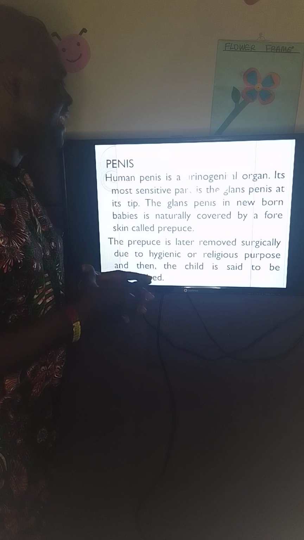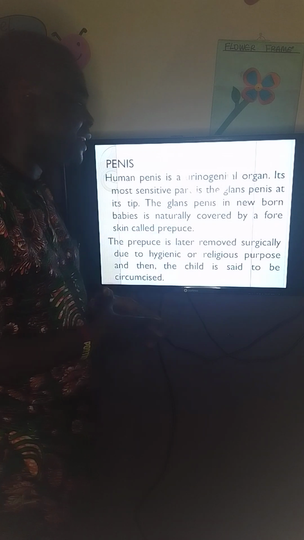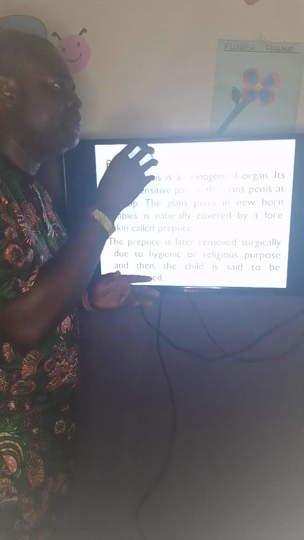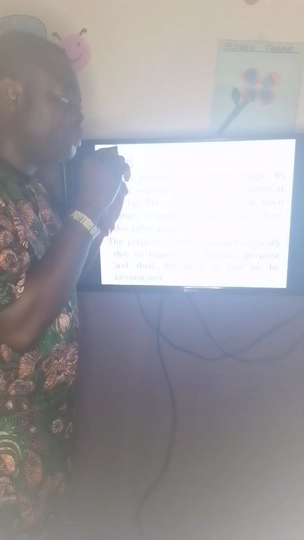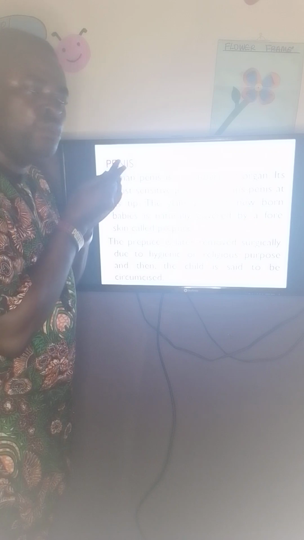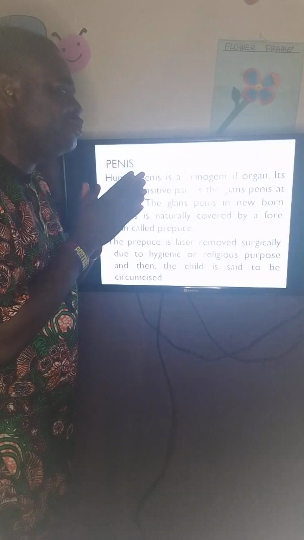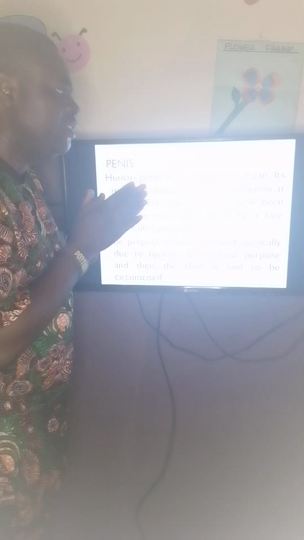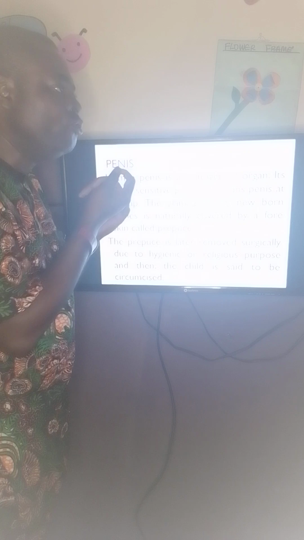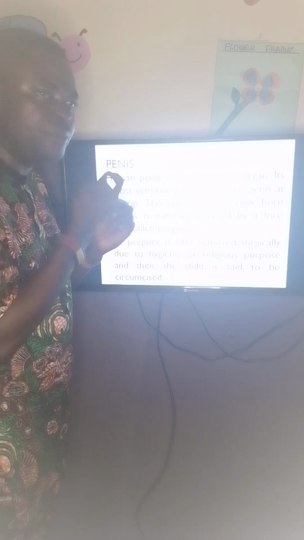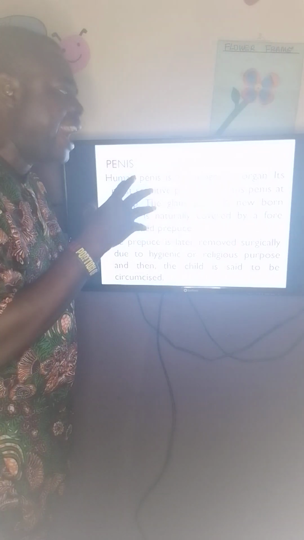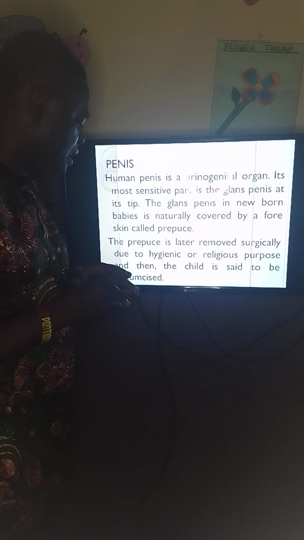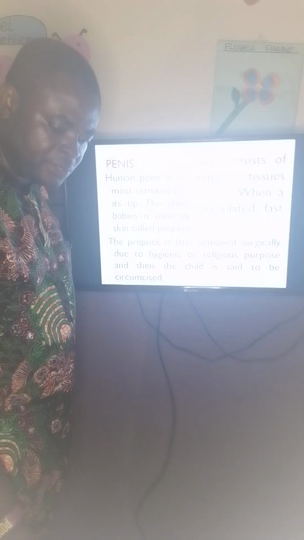Now, the most sensitive part of the penis is the glans penis, which is the cap. In a newborn child, this glans penis is protected by a foreskin, which is called prepuce. Due to religious and hygienic beliefs, this prepuce is surgically removed by a process called circumcision, usually after 8 days of the child's birth. So take note of that.